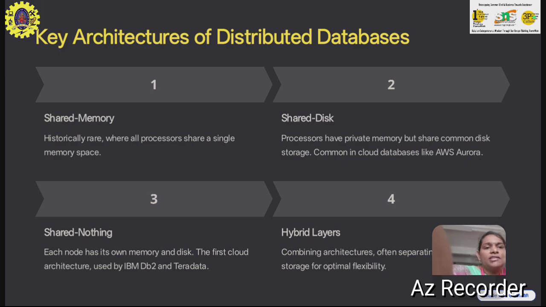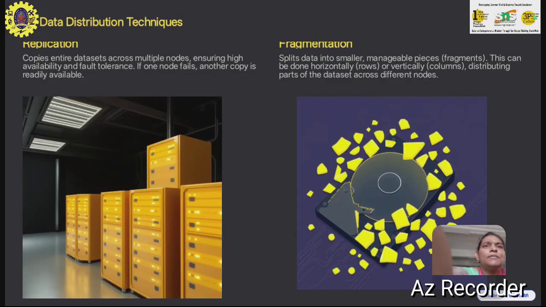Next is the hybrid layer. The hybrid layer is a mix and match approach, which separates compute and storage. This is like running a business. Sometimes all employees share one filing cabinet, sometimes everyone has their own, which is shared nothing, and sometimes you mix both.